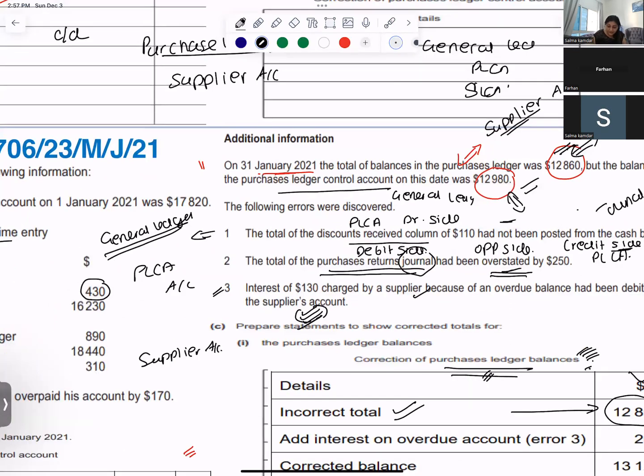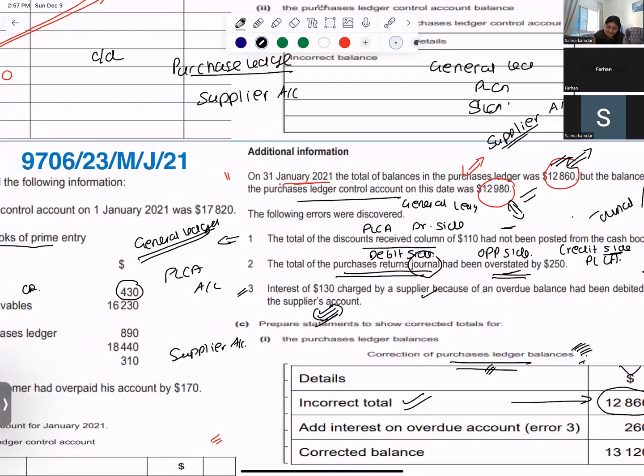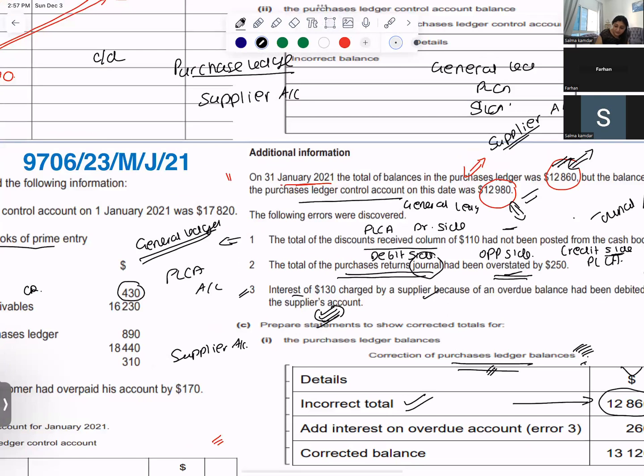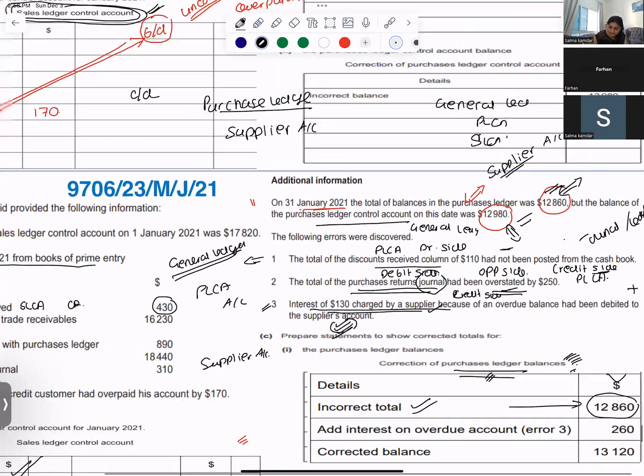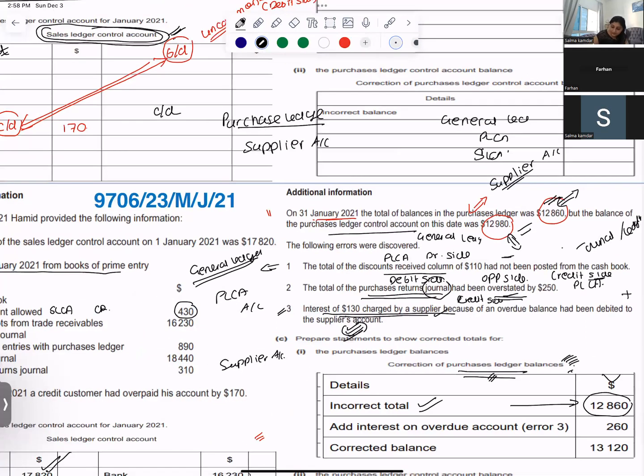Now interest charged by supplier, it has to come on which side? Interest charged by supplier. So it's gonna be the debit side. No, no, no, credit side, miss. Sorry, credit side. So it is going to be on the credit side. But what did you do? Debited it to the supplier account. You put it on the wrong side.